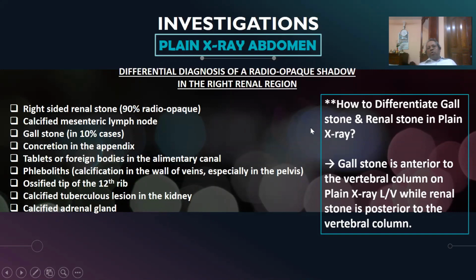And how can I differentiate gallstone from renal stone on plain X-ray? That is very important. Gallstone is anterior to the vertebral column on plain X-ray lateral view, while renal stone is posterior to the vertebral column. So these are the differentiating points on X-ray.